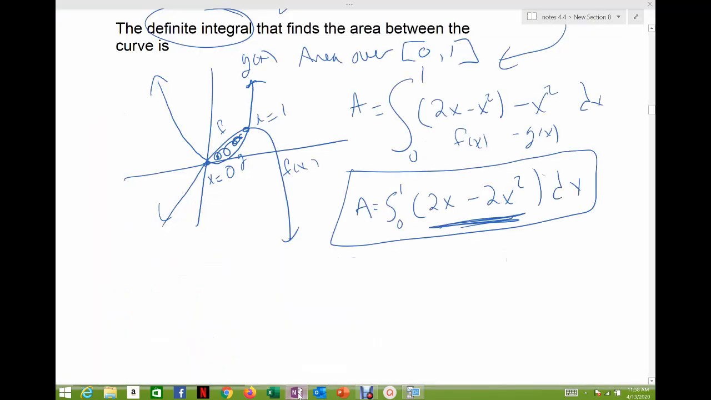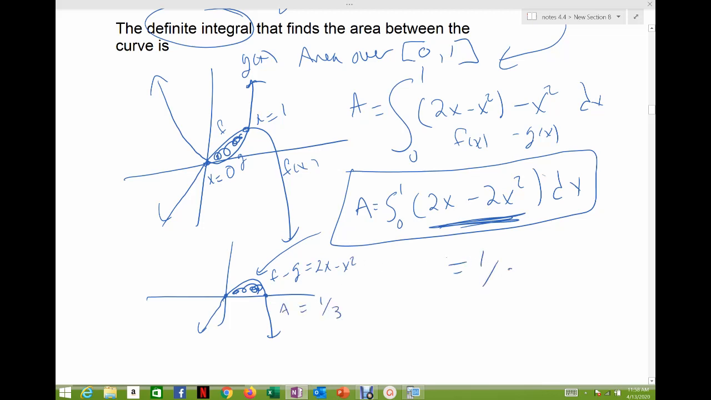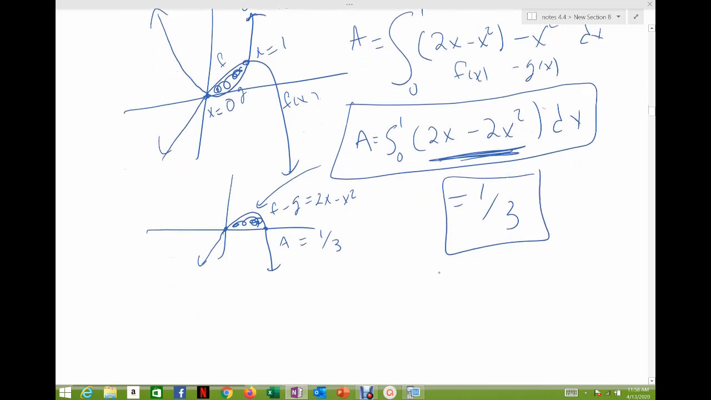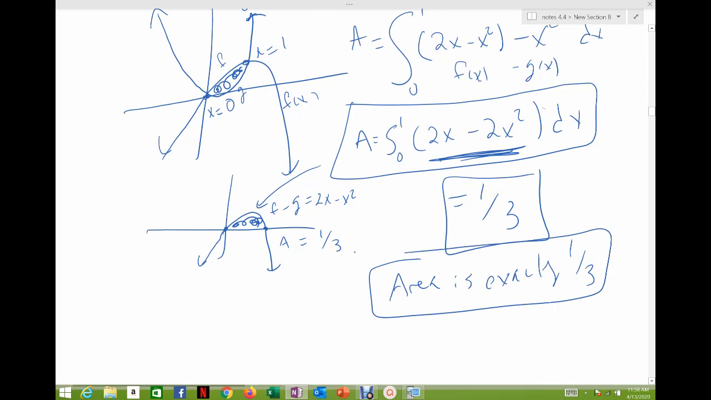Alright, so if I go back and graph, when I found the area of this, we drew a new function which we could solve using the fundamental theorem of calculus, which is what this area represents. This is the new function, f minus g, which was 2x minus x squared. That area came out to be 1/3, and so the answer is 1/3. The area between those two functions is exactly 1/3. Right, the area enclosed by my two functions is exactly 1/3.